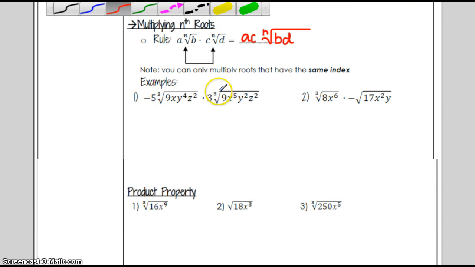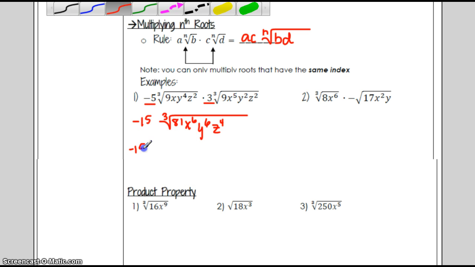Since they're the same index, they're both the cube root, we can go ahead and multiply. We multiply those coefficients first, and then we keep it as a cube root, and we multiply underneath the radical symbol. So 9 times 9 is 81. x and x to the 5th, we add exponents when we multiply them. Then y to the 4th and y to the 2nd is y to the 6th. z to the 2nd, z to the 2nd is z to the 4th. And then we go ahead and simplify.